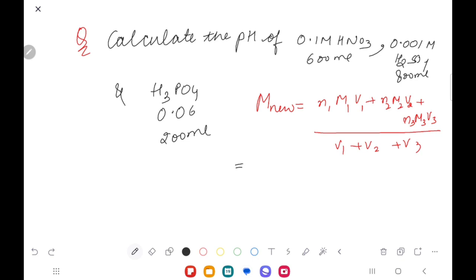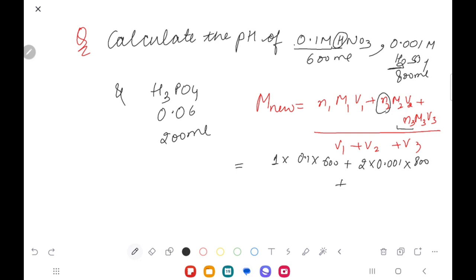Just tell me. So for the first acid, what is N1? There is only one H in the acid, so I would say 1. What is the new molarity? Molarity is 0.1 into what is the volume? 600. I choose not to convert the volume into liters, so I am keeping the volume in milliliters everywhere. Plus N2. N2 is what? Number of H plus ions in the H2SO4. So 2. Molarity is going to be 0.001 and volume shall be 800. Yes or no?